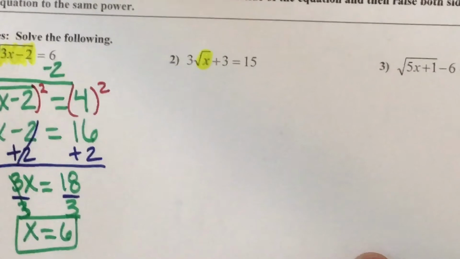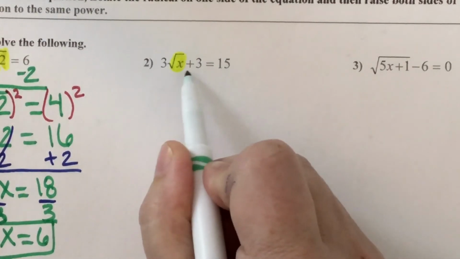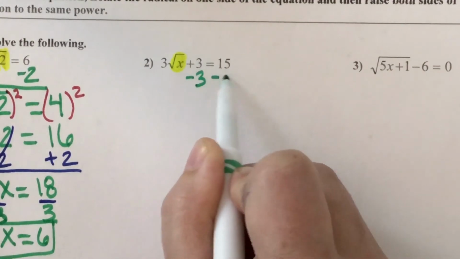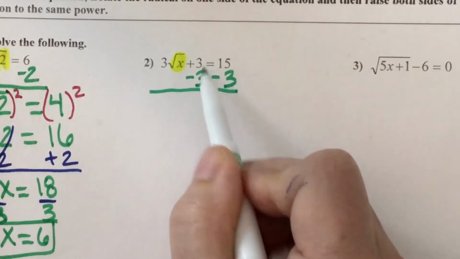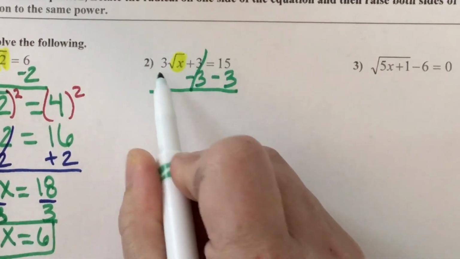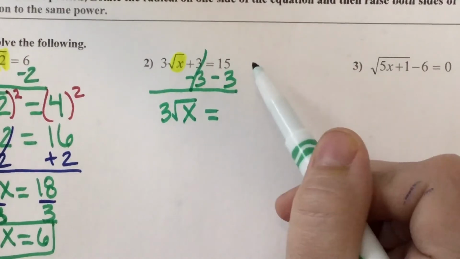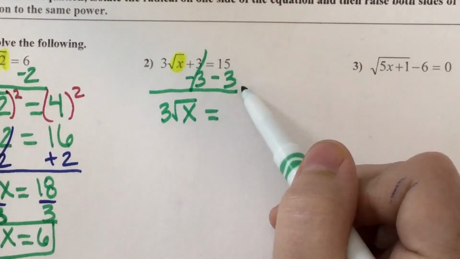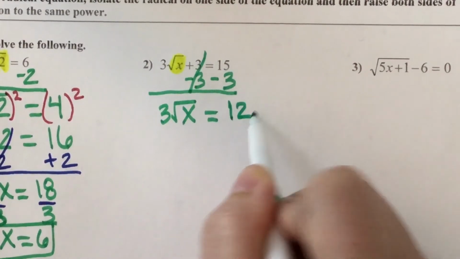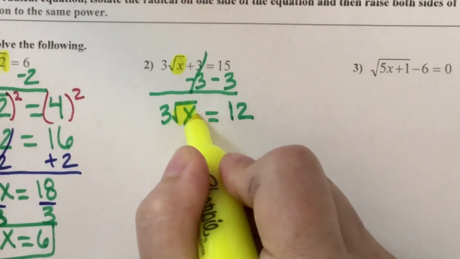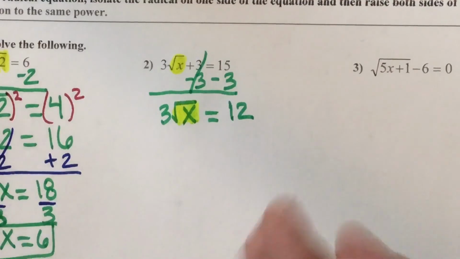So to get rid of the 3 in the back, which is what we want to do first, because we typically get rid of addition, subtraction first. So to get rid of addition of 3, I'm going to subtract 3. So 3 minus 3 is 0. So you're left with 3 square root of x. And then on the right side, 15 minus 3 makes 12. Okay, I'm still trying to get x that's under this radical by itself. So how do you think you'll get rid of this 3?